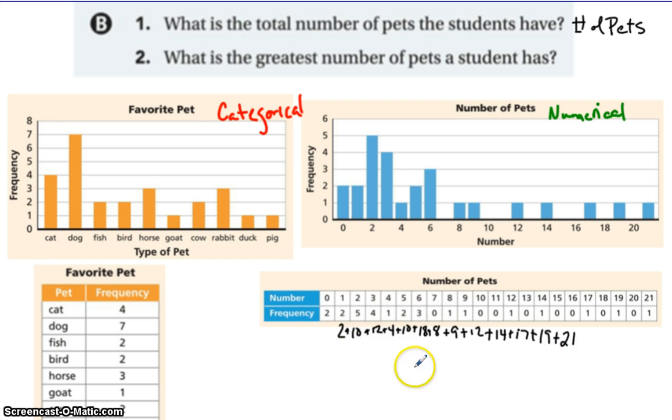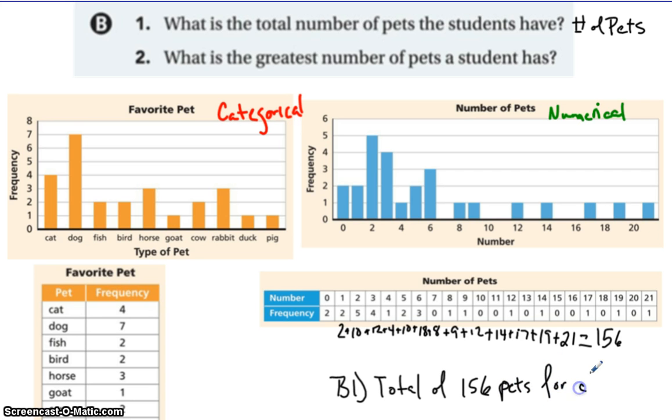So now what we can do is add these all up, and that's going to give us the number of pets that the students have. So 2 plus 10 plus 12 plus 4 plus 10 plus 18 plus 8 plus 9 plus 12 plus 14 plus 17, 19, and 21 equals a grand total of 156. Okay, so that means for B1, we have a total of 156 pets for this class. Okay?